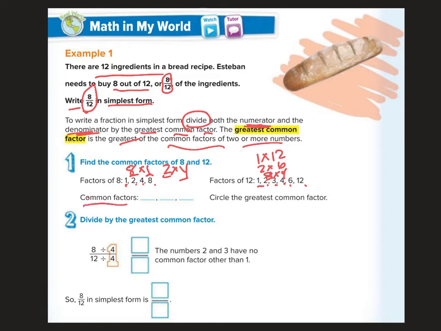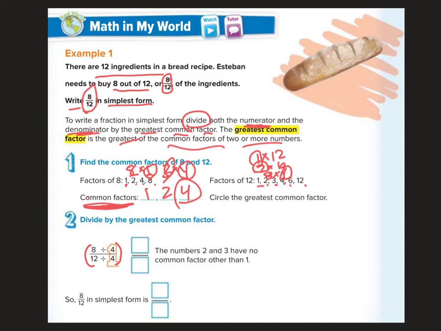So now if we look, what are the common factors? What factors do they share? They both have a 1, right? Both have a 2. And they both have a 4. So what is the greatest common factor? The biggest one that we wrote down of common factors, that's 4. So that tells us we need to divide 8/12 by 4 over 4.